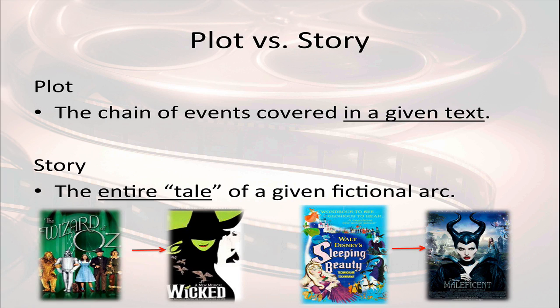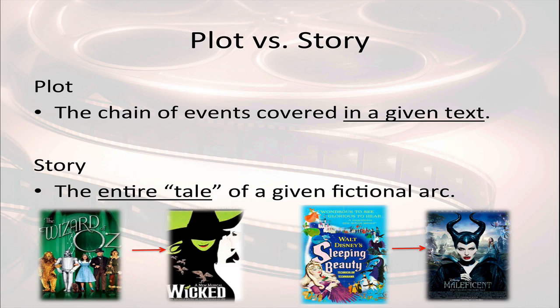A key piece of information we want to make clear before we move on any farther is the difference between what we call plot and what we call story. As we have said in previous podcasts, plot is the chain of events that is covered within a given text. So from page 1 to page 100, or in film from minute 1 to minute 90. Whatever is covered in that text, that is plot, the chain of events. A happens, then that causes B to happen, that causes C to happen. Things progress logically because of cause and effect. That chain of events is called plot.